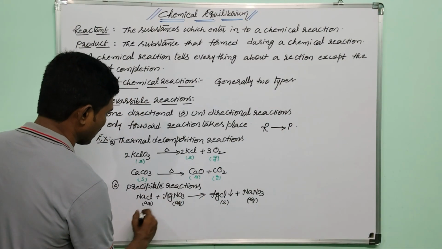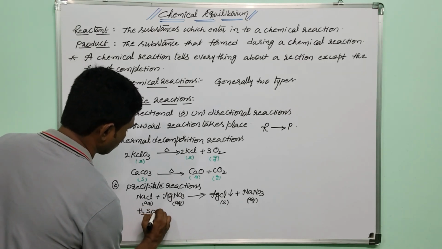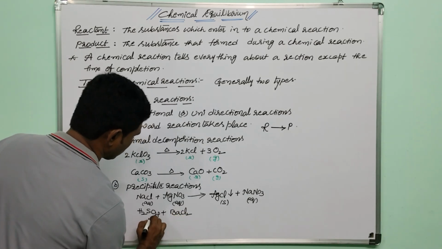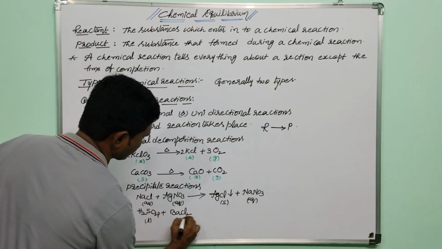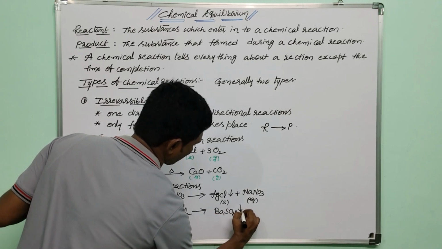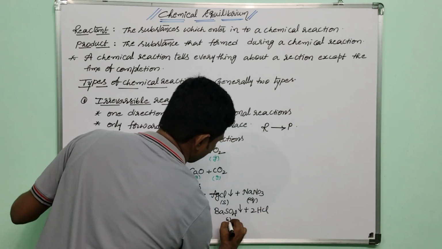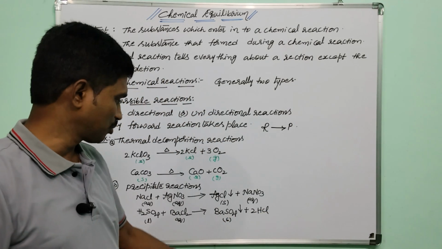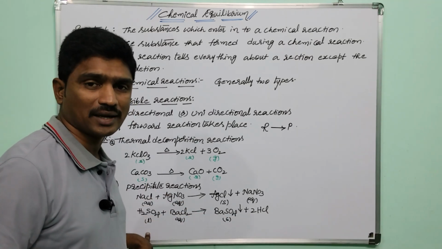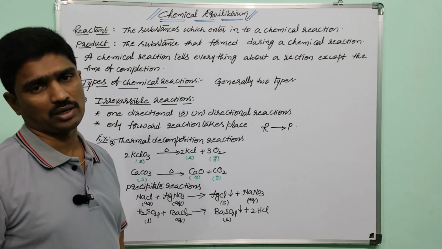For precipitation reaction, one more example: sulfuric acid, a solution, to this barium chloride solution is added. Sulfuric acid, barium chloride, an aqueous solution. We get a white precipitate of barium sulfate, and then HCl. So this precipitate doesn't give back the reactants. So these are also examples of irreversible reactions.